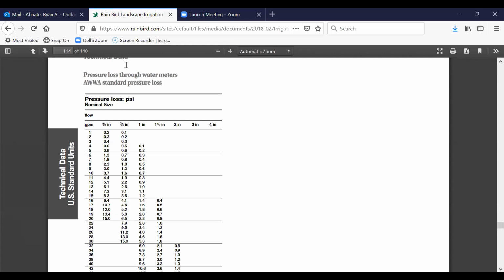So our next line is volume through the water meter. So we cannot exceed 75% of the maximal safe flow of that meter. So that maximum safe flow of this meter is what? 30 gallons per minute.